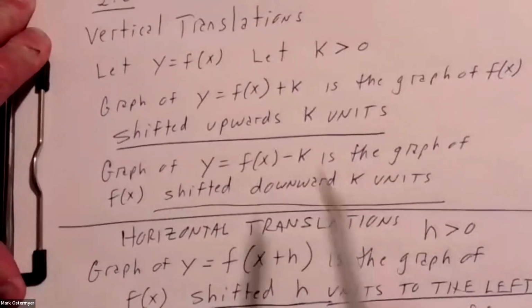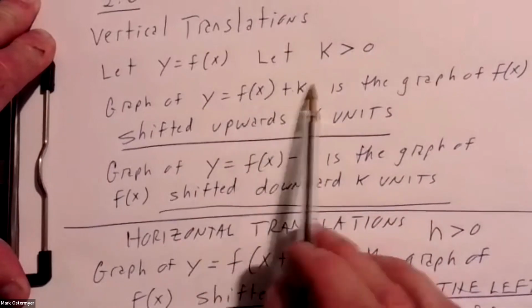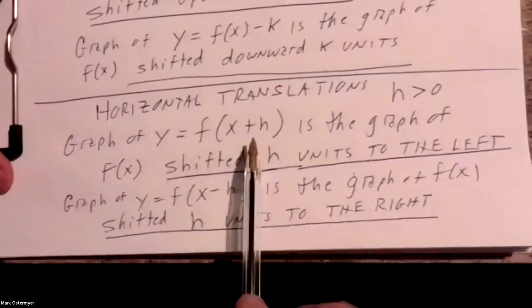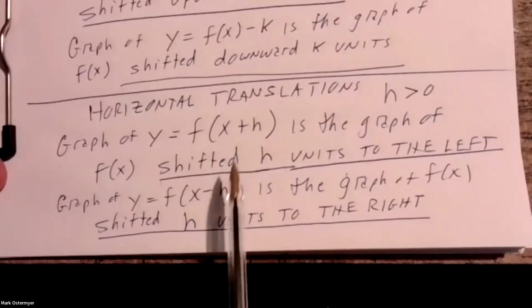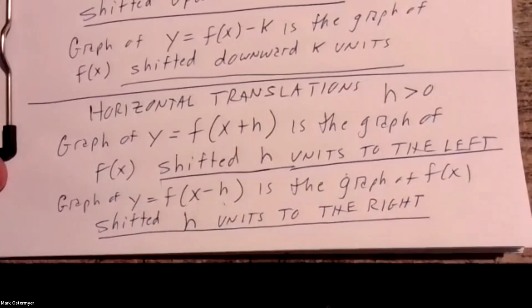Notice the difference here. To induce a vertical translation, we add a positive real number or subtract a positive real number from the function. To produce a horizontal translation, we are either adding a positive real number or subtracting a positive real number from the argument of the function. That's the difference.